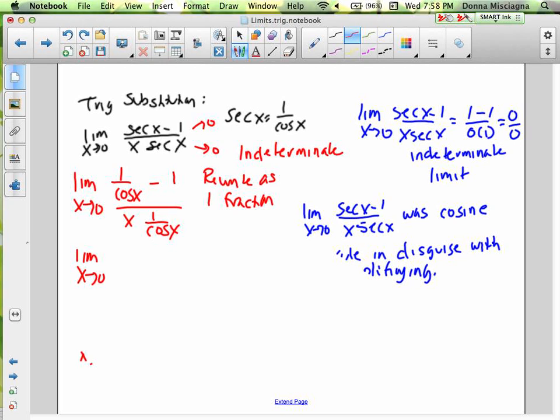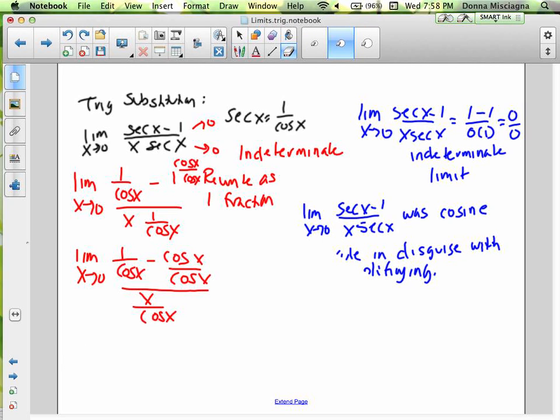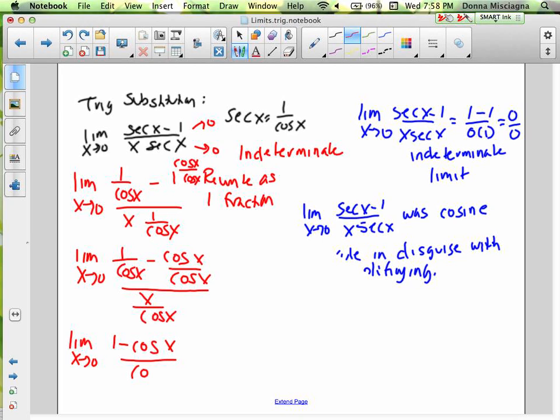And how do I rewrite that as 1 fraction? Well, why don't we change 1, I can replace that with cosine x over cosine x, right? So I've got 1 over cosine x minus cosine x over cosine x, all over, now I'm going to write that as x over cosine x. All right, so now let's combine our fractions. So we have the limit as x approaches 0. So that's going to be 1 minus cosine x over cosine x, times, so if I'm dividing by x over cosine x, it's the same as multiplying by the reciprocal, cosine x over x.